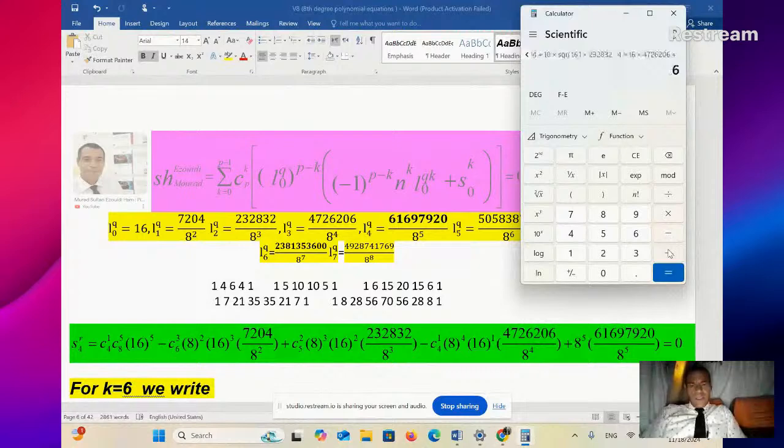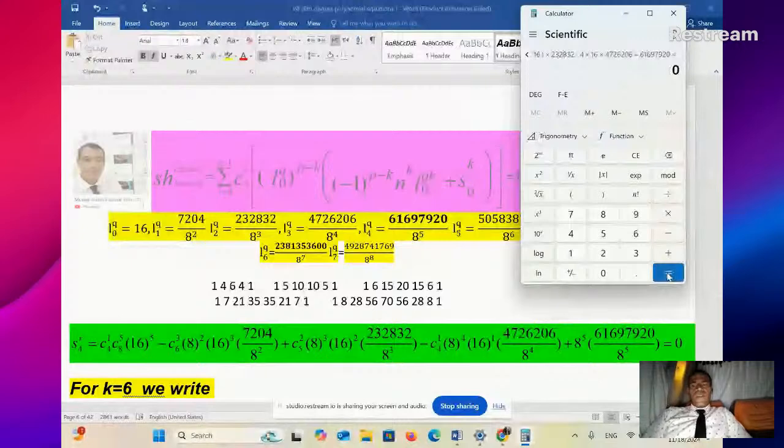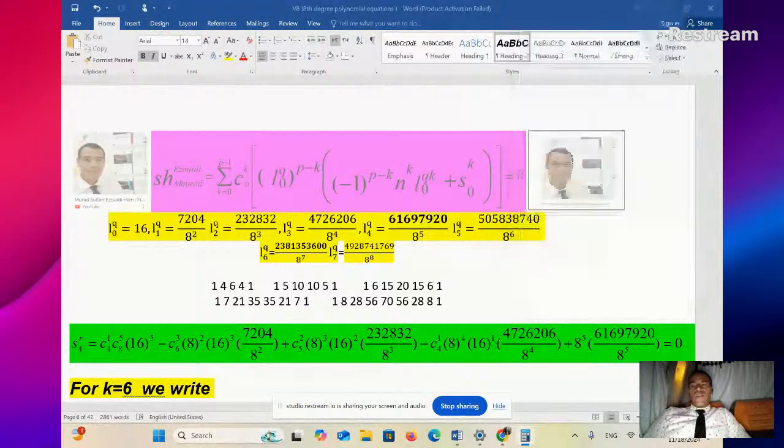Then go to using calculator. You will get the value of the fifth coefficient, which is going to be equal to 0. This is my calculator, and at the same time you are going to use your scientific calculator, and you should find the fifth coefficient of the new eighth degree equation. Okay, now we move to the next one.